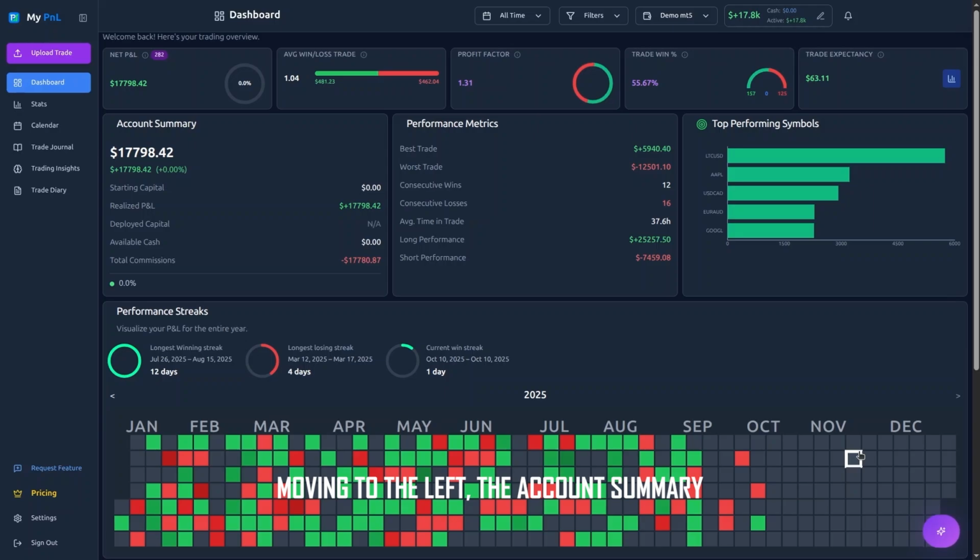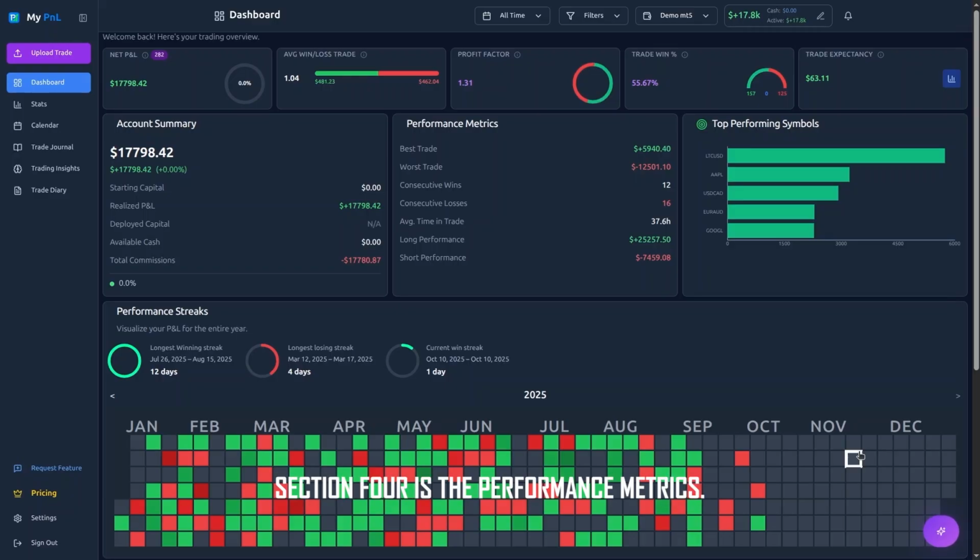Moving to the left, the account summary gives you a snapshot of your capital details, including your starting capital, realized PNL, available cash, deployed capital, and even your total commissions. This section helps you understand exactly how your money is moving. It even shows your overall percentage gain or loss at a glance. Perfect for a quick performance check.